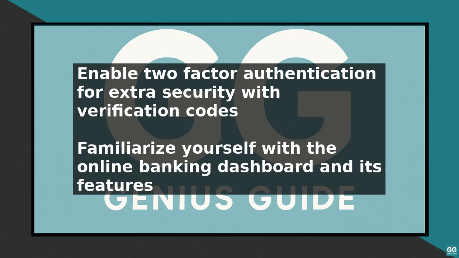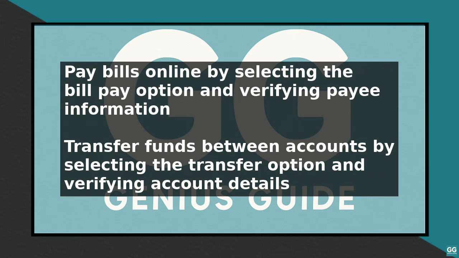To pay bills online, select the Bill Pay option and enter the payee information. You can also set up recurring payments and schedule payments in advance. It is essential to verify the payee information and payment amount before submitting the payment.